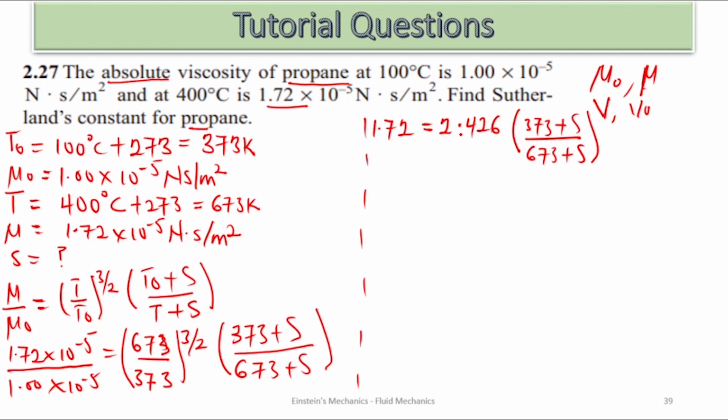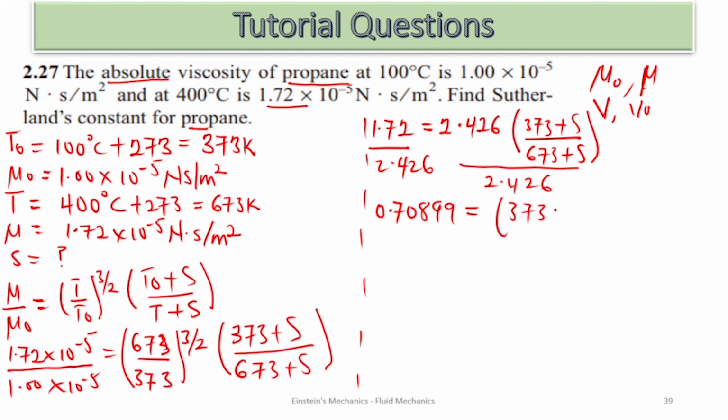So I can divide both sides by this to take away that. So when you divide both sides by 2.426, here by 2.426, this divided by this, I'm getting 0.708992. So this is just mathematics. You follow the procedure and you understand it better.